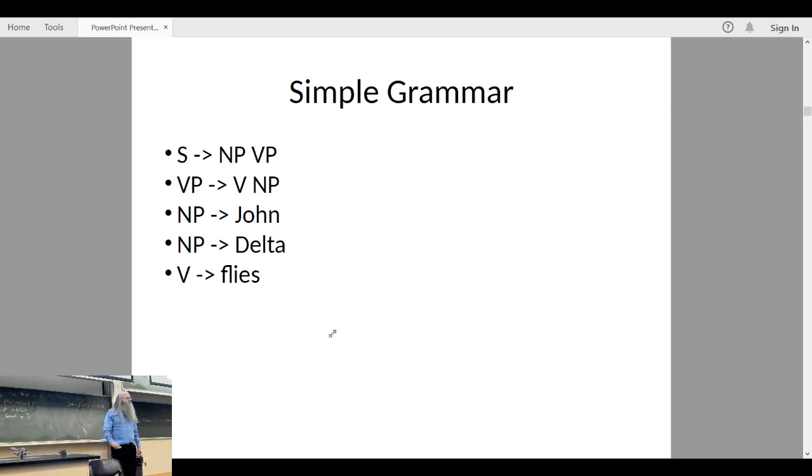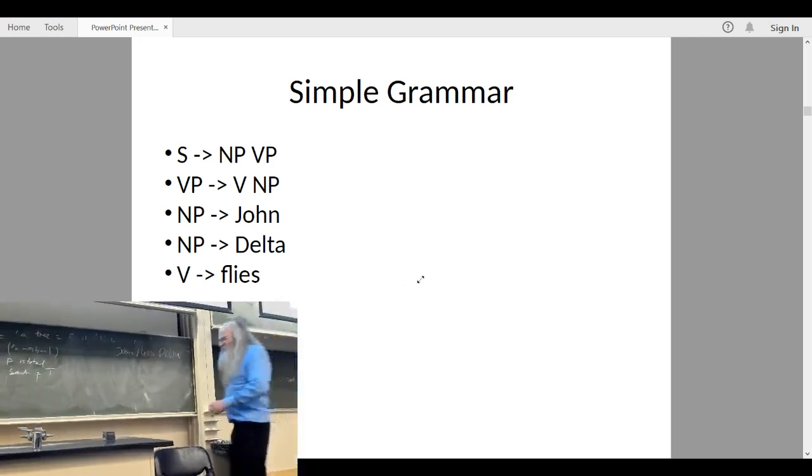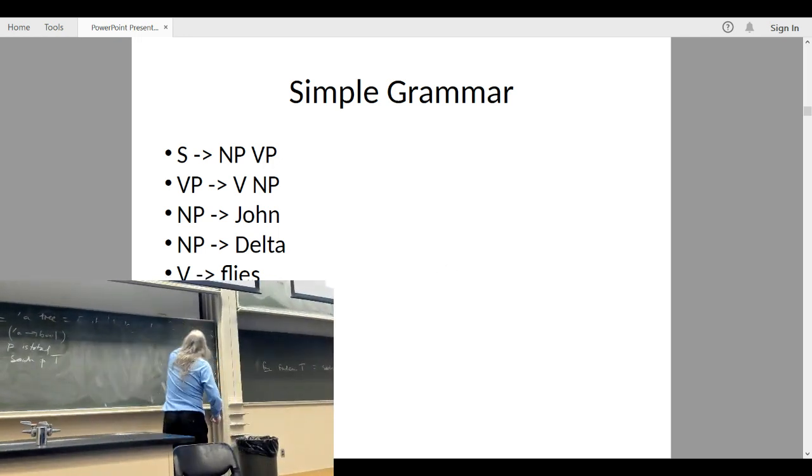And so what I'm first going to do is I'm going to do this. I should write this at the bottom if I'm going to do top down, bottom up.